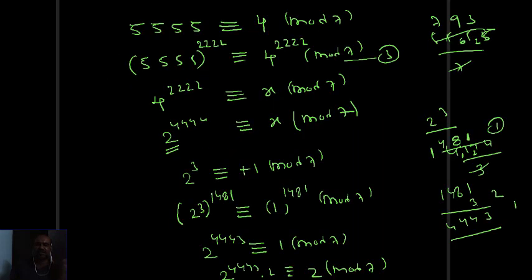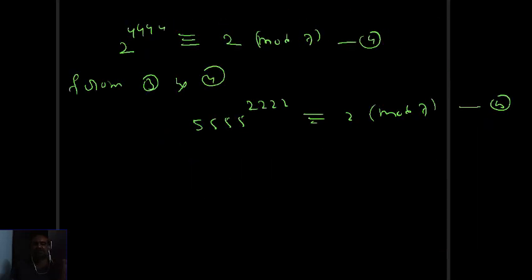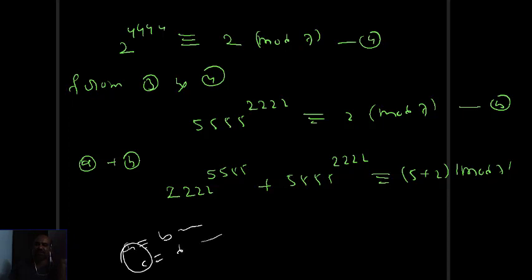See result A, what is result A? Here. So add these two. Result A plus result B gives 2 power 5 plus 5 power 2 congruent to 5 plus 2 modulo 7. What law I applied? That is, A congruent to B modulo M, C congruent to D modulo M, then A plus C congruent to B plus D modulo M.